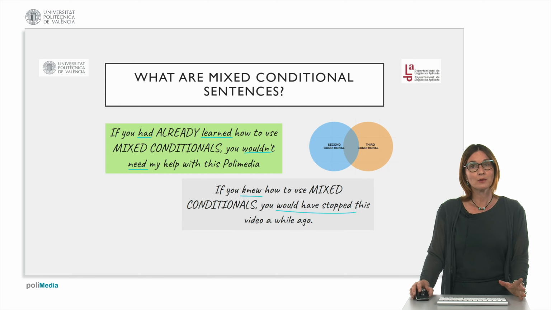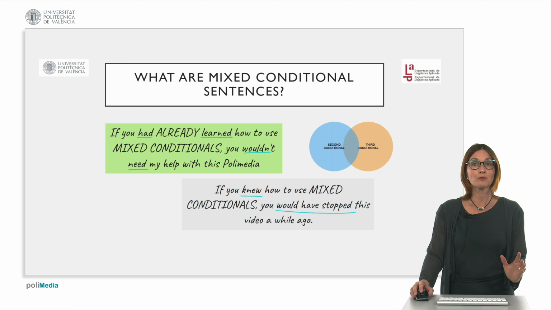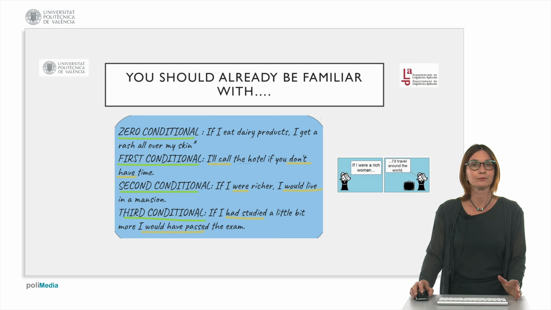So as you may have already noticed, we are using some of the verb tenses that we normally use in second and third conditional types. Before we continue, I'm just going to revise very quickly the different conditional types that you already know. You've been told several times that there are four main types of conditional sentences. We have the zero conditional, in which we talk about actions that are always true or always happened. For example, if I eat dairy products, I get a rash all over my skin.